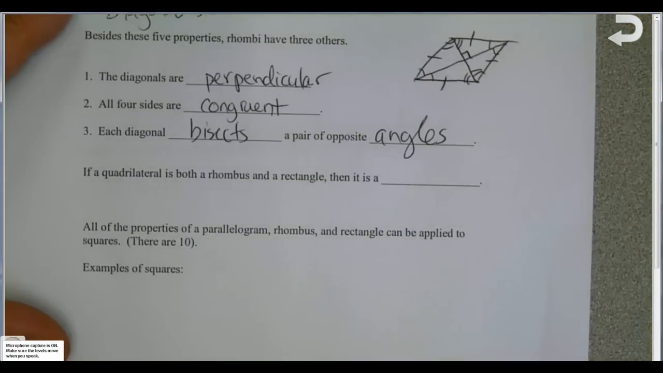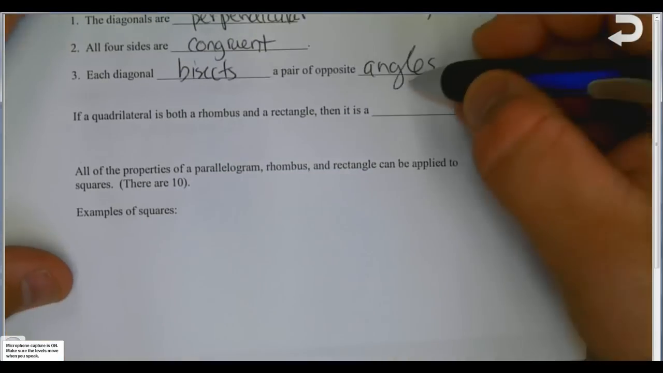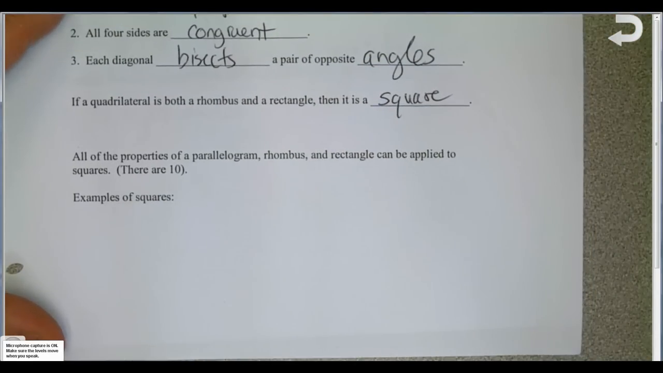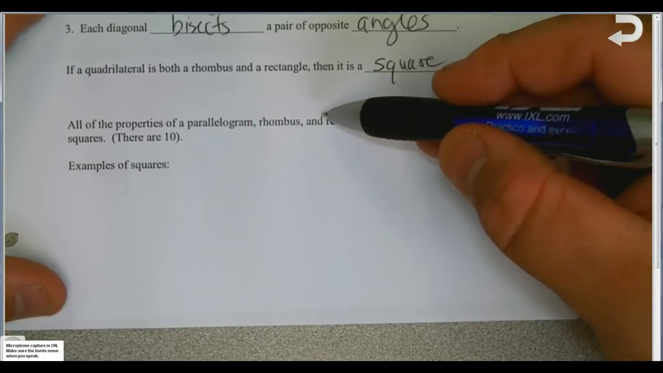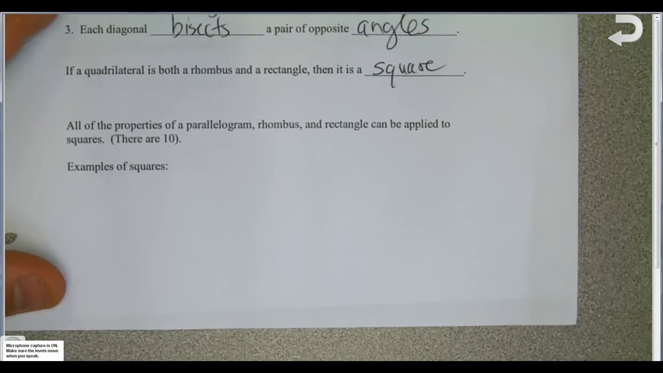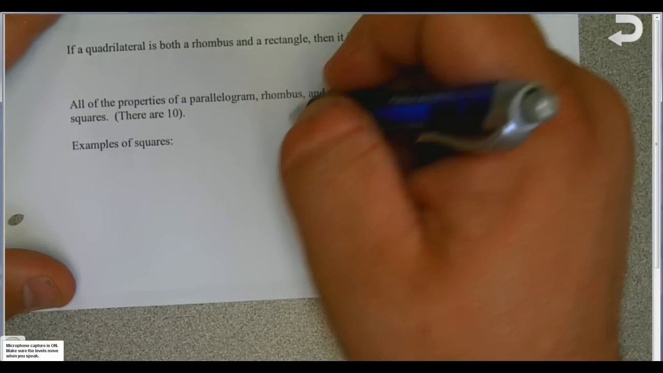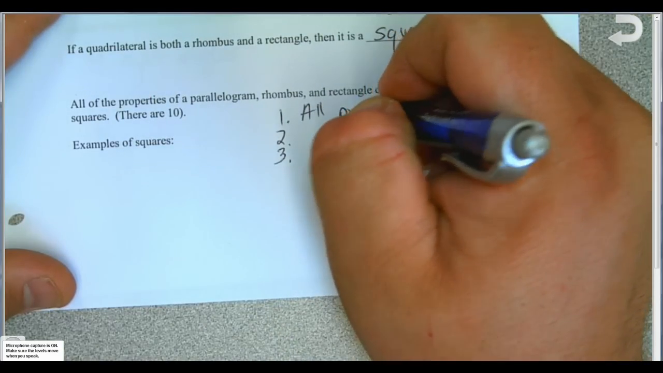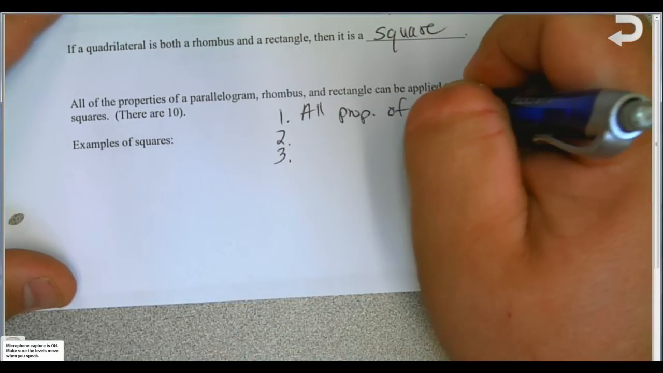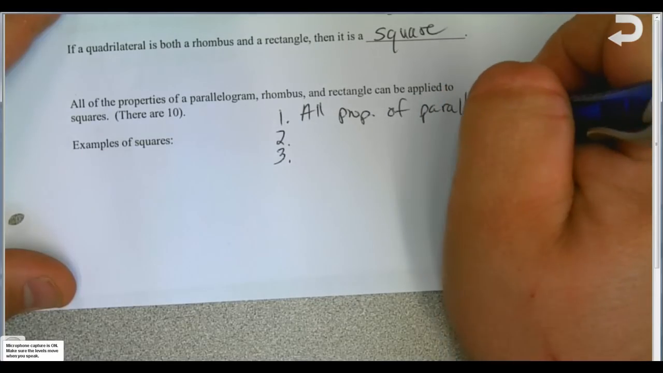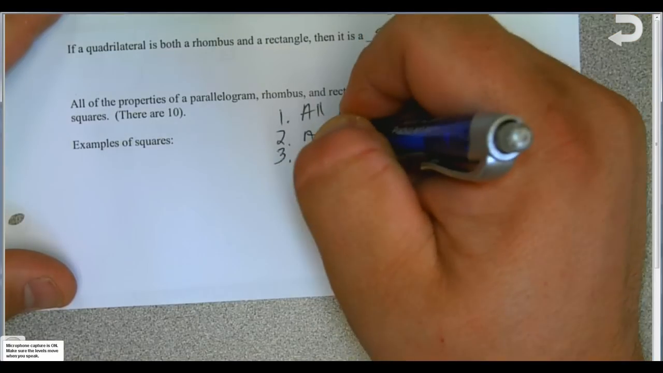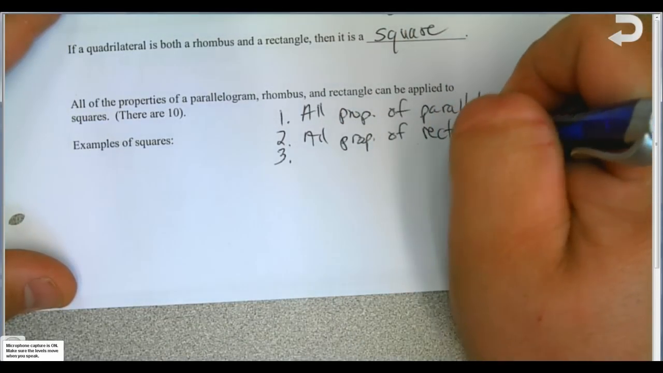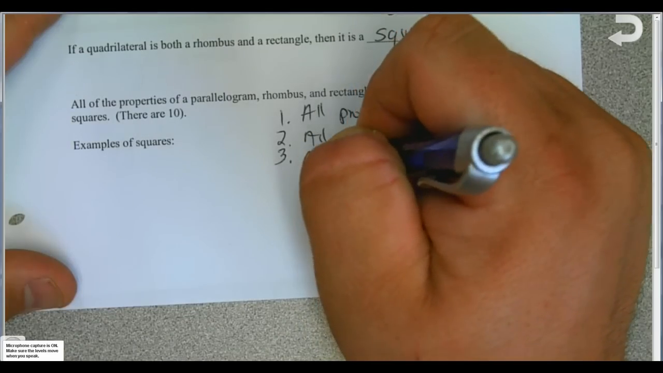And so then finally, if a quadrilateral is both a rhombus and a rectangle, then it is also a square. So all of the properties of a parallelogram, rhombus, and rectangle can be applied to squares. If I ever ask you for the properties of a square, you're going to write 3 things: all properties of a parallelogram, all properties of a rectangle, and then all properties of a rhombus.